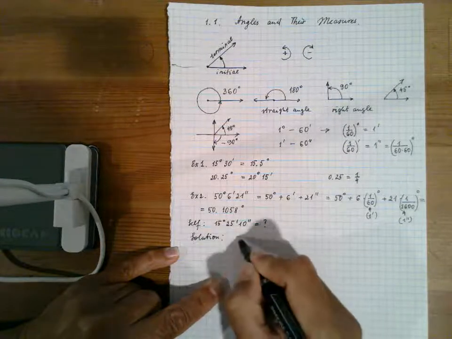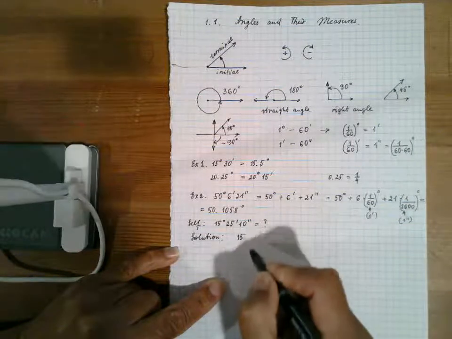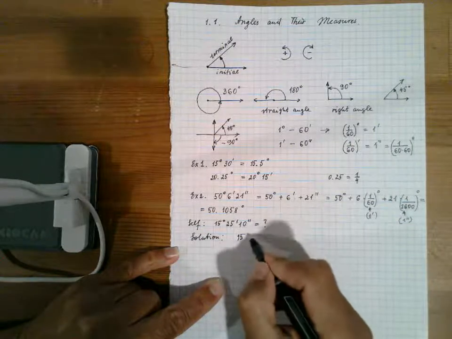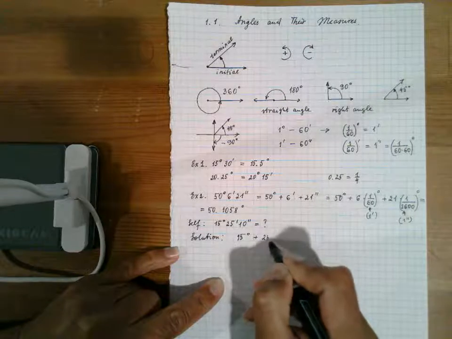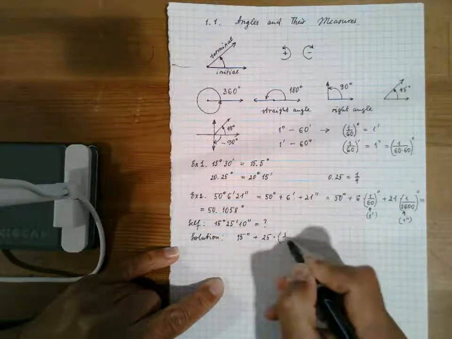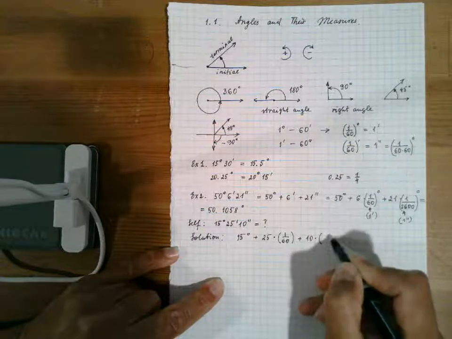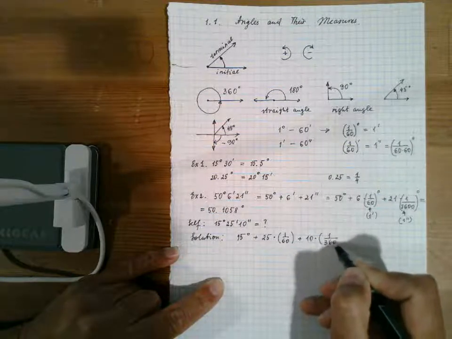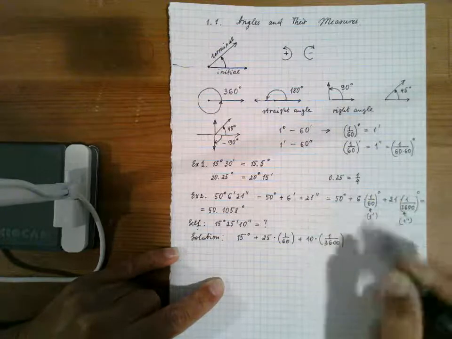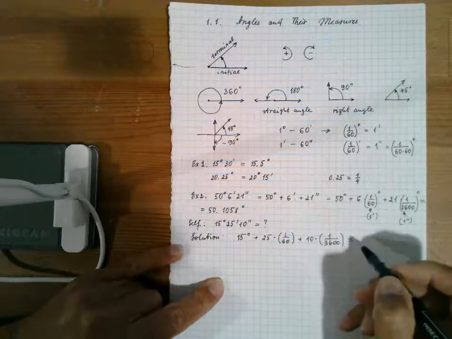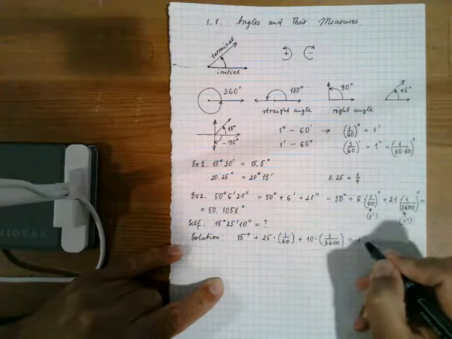Well, we have 15 degrees. I'm going to just copy them, right? And then I'm going to have 25 multiplied by 1/60 plus 10 multiplied by 1/3,600. Exactly the same way I was doing before. And just take out my calculator and add everything. I'm going to show my steps.